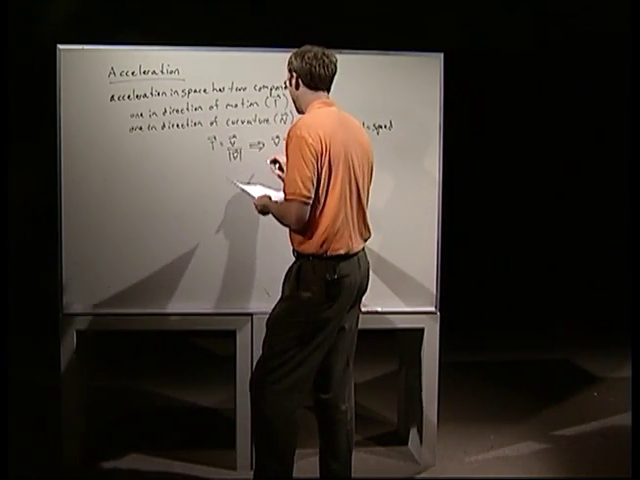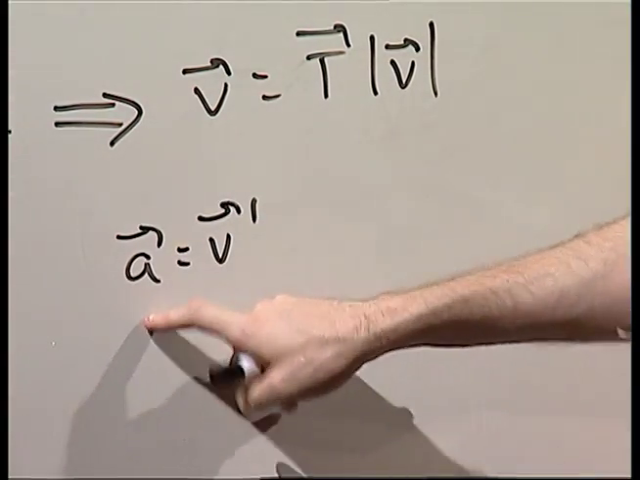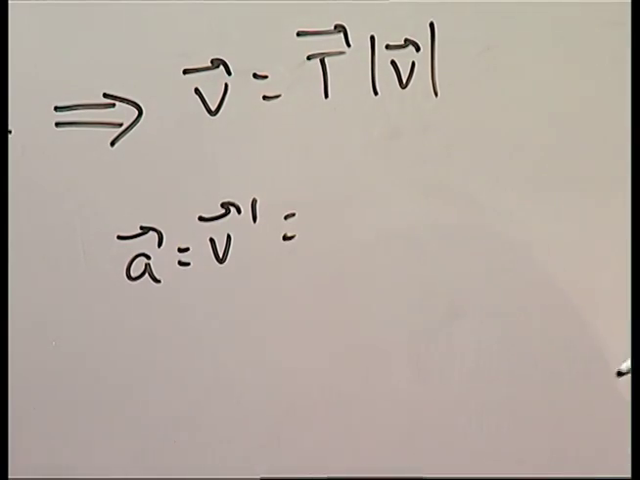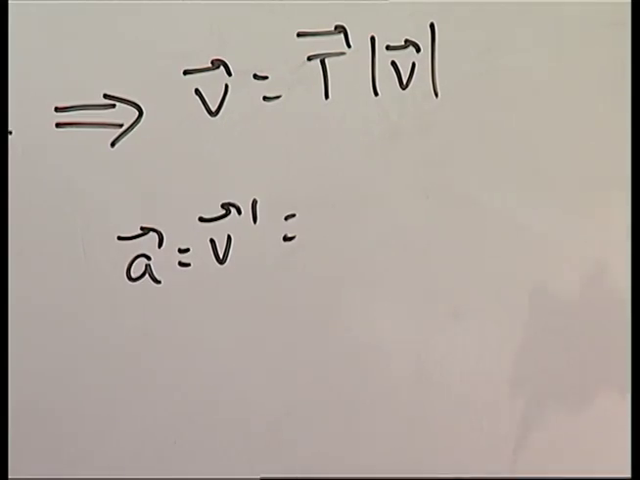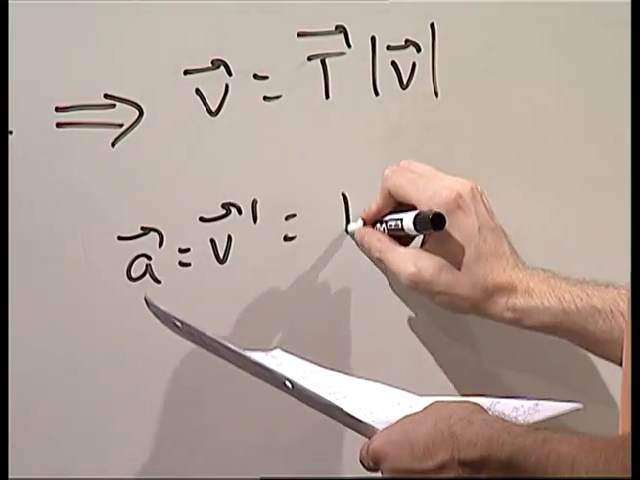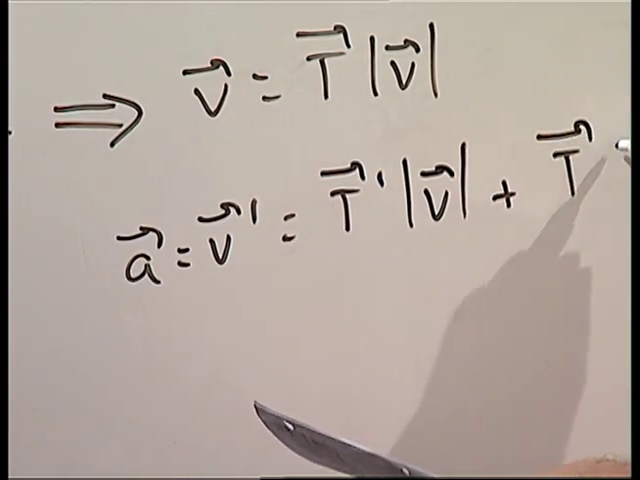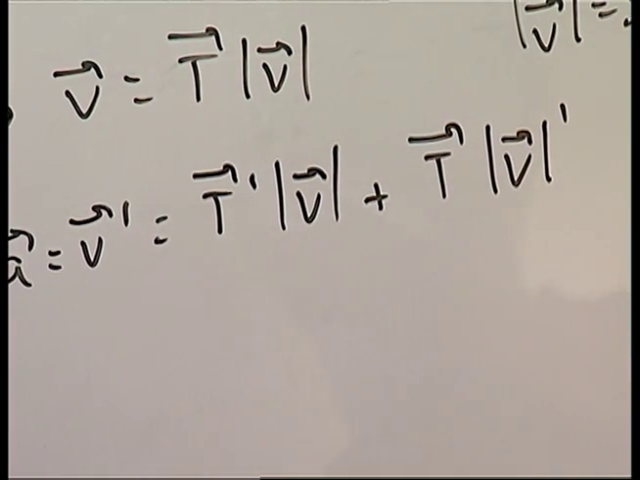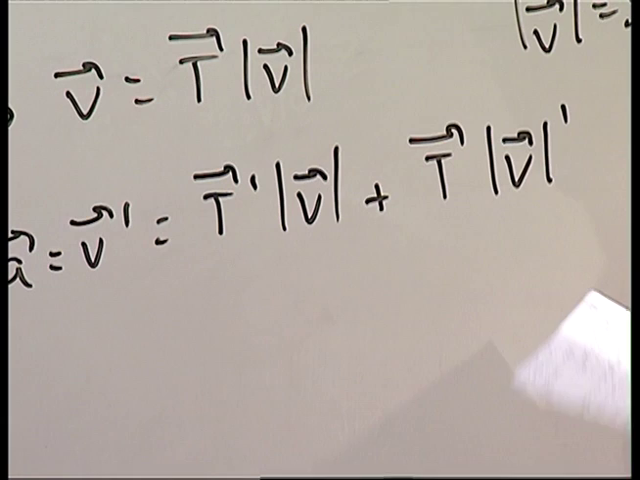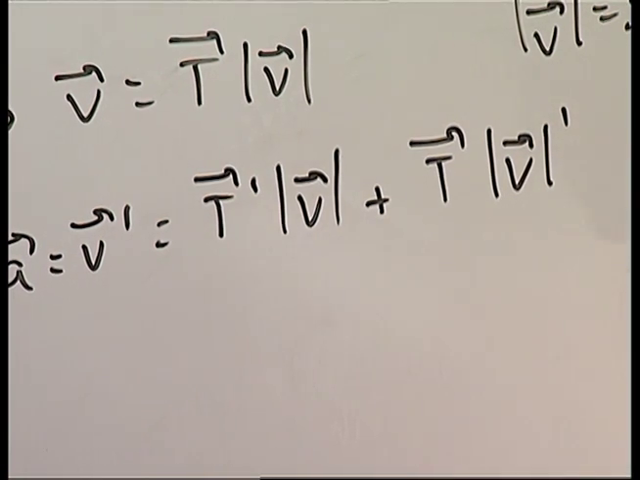So let's differentiate both sides of the above equation. The one side is just v prime, which is a. The other side requires the product rule. These are both functions of time, so I have to use the product rule on this. So this is T prime times length of v plus T times the length of v prime, right? Notice this is not the length of v prime, it's the length of v, prime. So this prime is outside the magnitude operator.